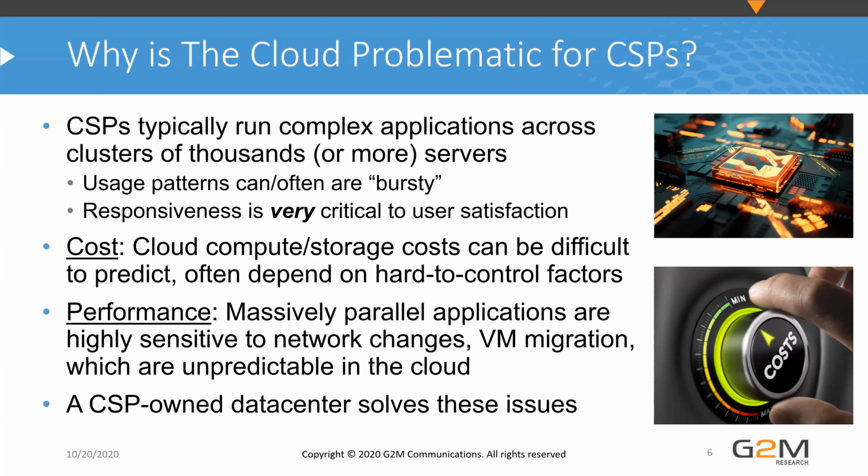The other one's cost. If any of you have used cloud compute and storage, oftentimes it can be hard to predict exactly what your costs are going to be. It usually depends on factors that are out of your control, such as I/O rates or things like that. And then performance. Any of these applications, they're massively parallel, become very sensitive to things like network bottlenecks, migration of virtual machines, things like that. If you're in the cloud, your control over those factors is very limited. So those are 3 of the biggest reasons cloud service providers look at going to their own data centers to solve these issues.